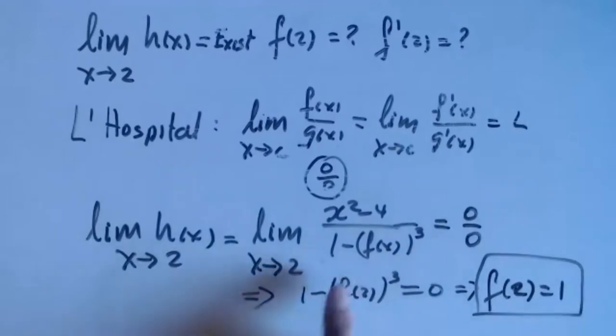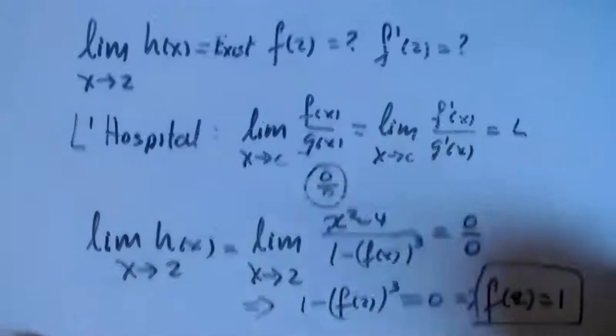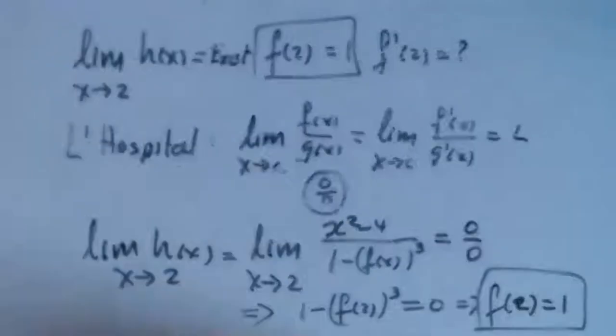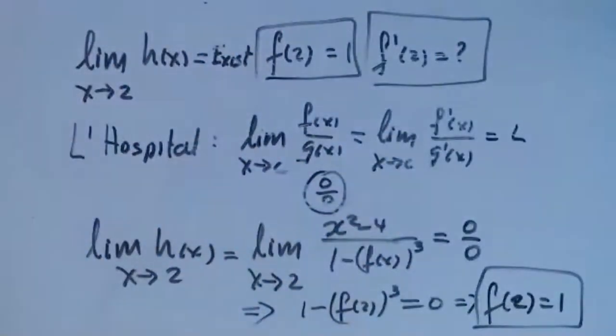I have to evaluate this at the bottom, has to be 0 in 2, so f of 2 has to be 1. Okay, I have the first answer. F of 2 is 1, correct? Now I need f prime in 2. Okay, guys, now we suffer. F prime in 2. How much is f prime in 2?